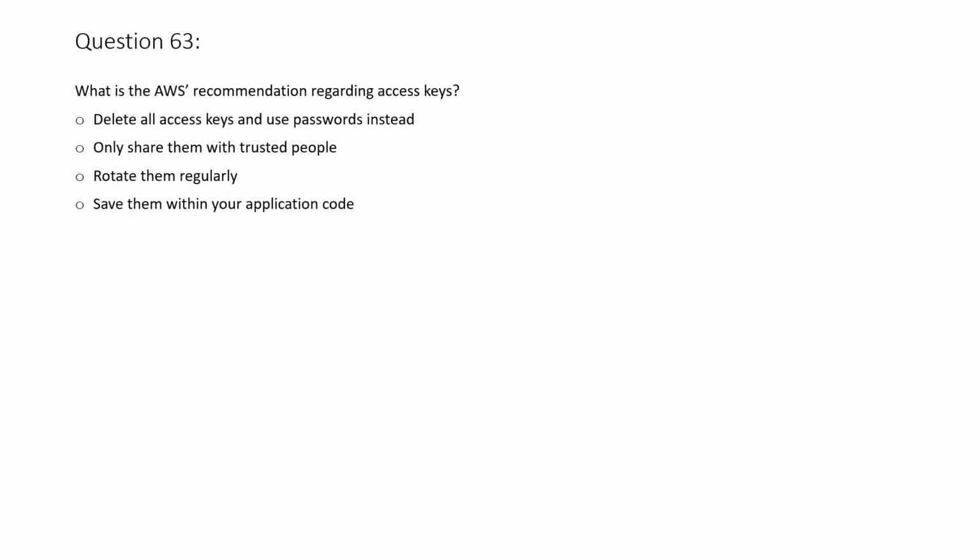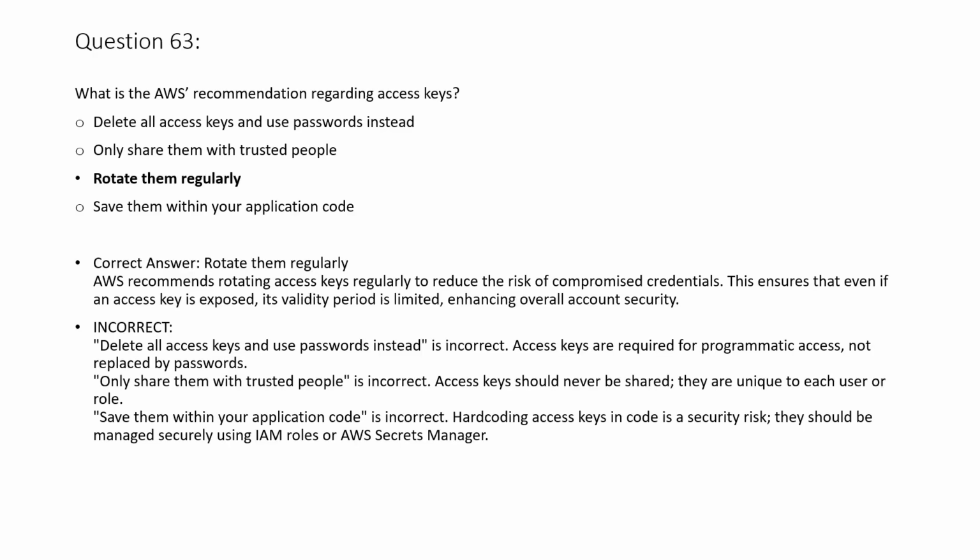Moving into question number 63. What is the AWS recommendation regarding the access keys? The options are: A, delete all access keys and use the password instead. Option B, only share them with the trusted people. Option C, rotate them regularly. And option D, save them within your application code. The correct answer is rotate the keys regularly so that it won't violate the security.